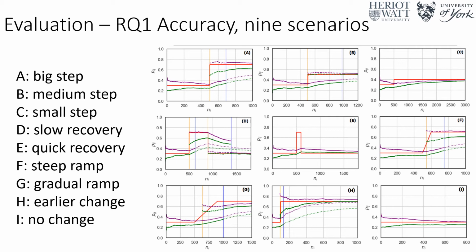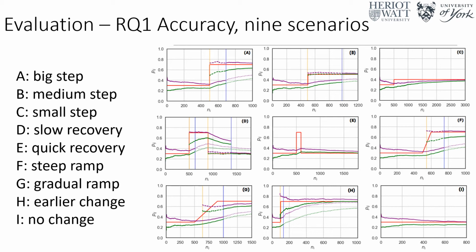As you see here, we have also studied medium steps, small steps, a slow recovery change where the ICPT procedure was triggered twice, a quick recovery change, a steep ramp change, a slow ramp change, an earlier step change, and no change at all. As you can see, our ICPT didn't trigger in some cases, like for a small step change, that's scenario C, and a quick recovery change, that's scenario E.